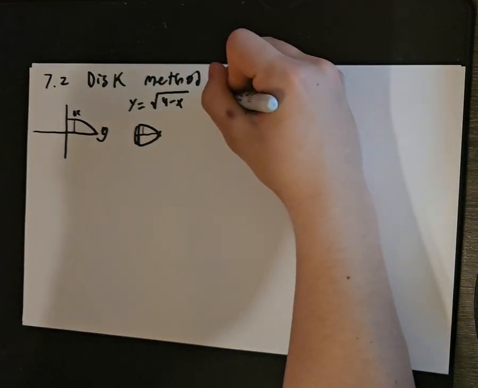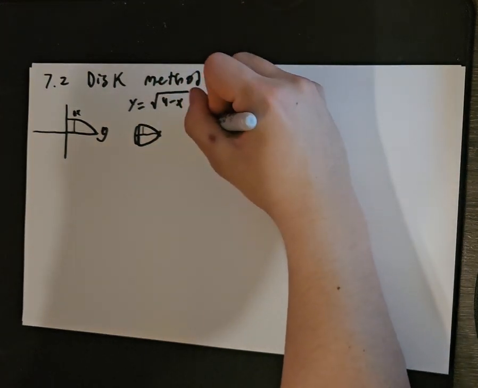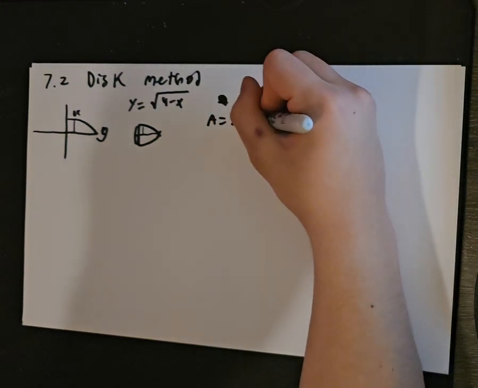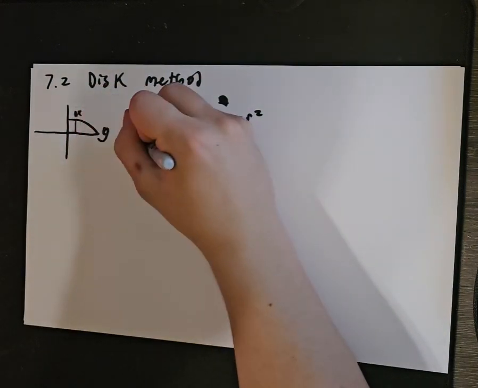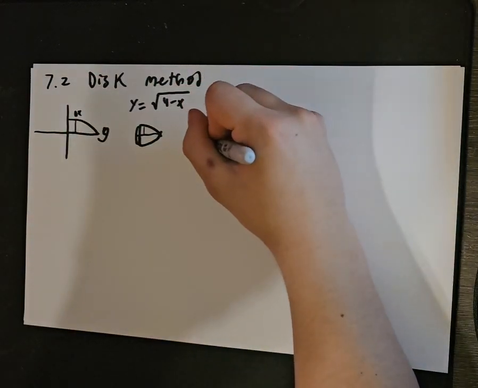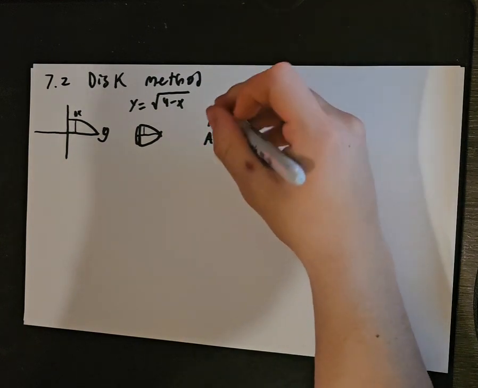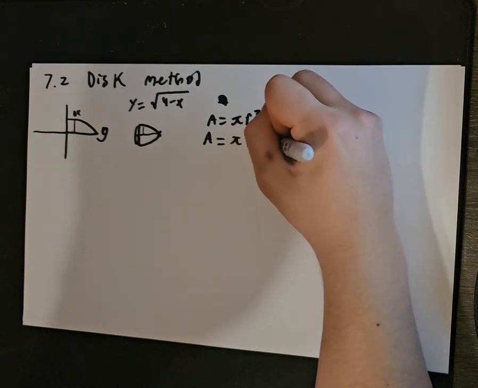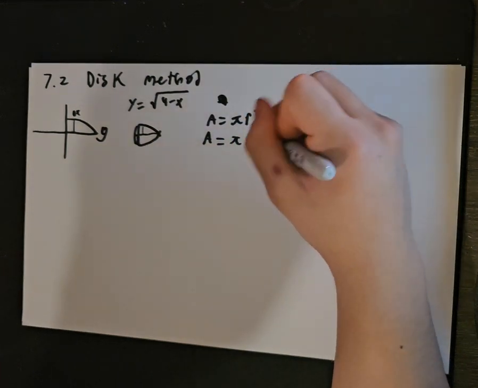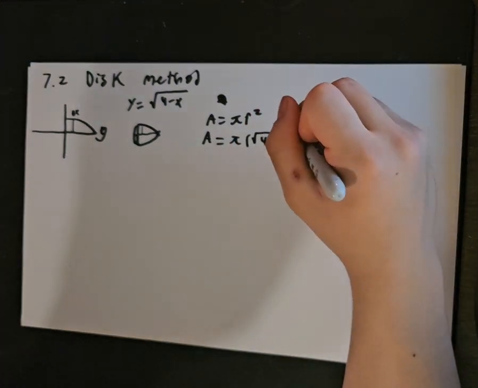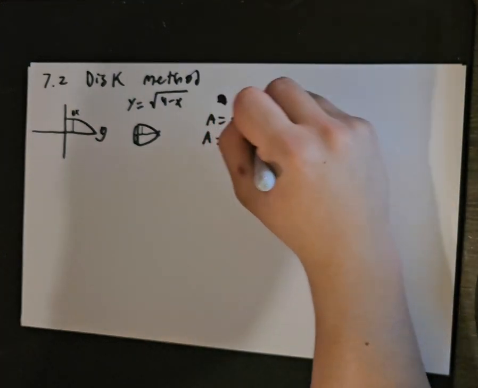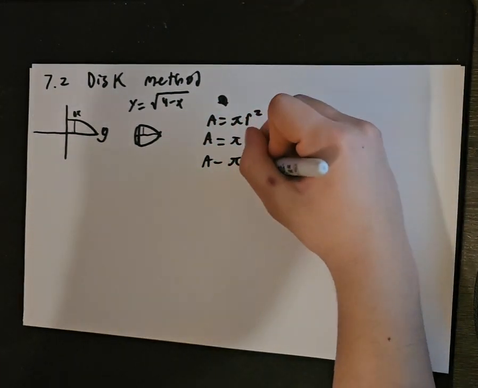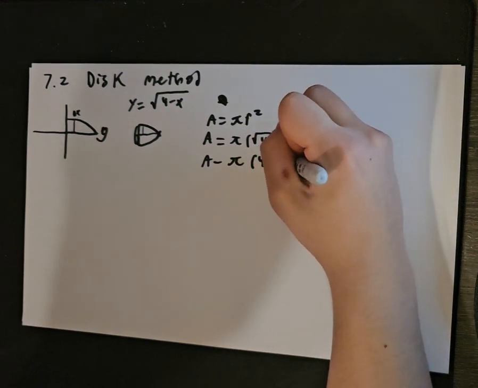So we can think of the equation A equals pi r squared. Now, r is our radius, since this is our radius, that same exact thing. So A is equal to pi times our function, root 4 minus x, squared. This is the area. Now, since this is a square root, squaring root 4 minus x means A is going to be equal to pi times 4 minus x.